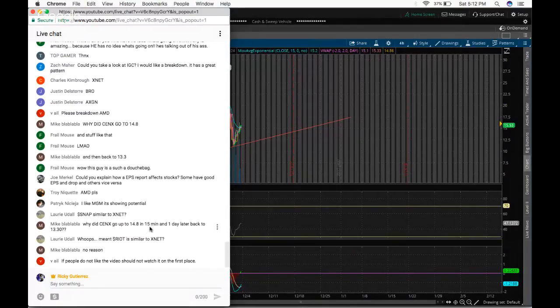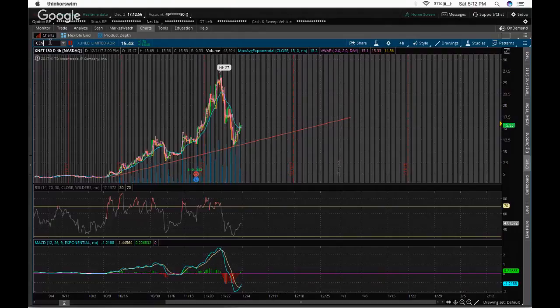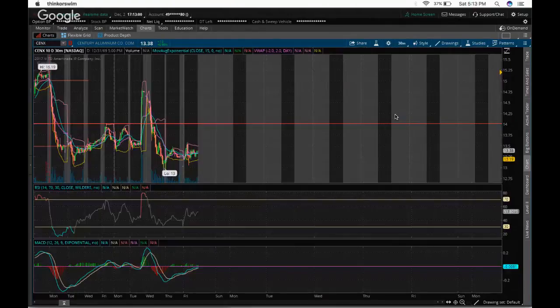Why did CENX go up to 14.80 in 15 minutes one day and back to 13.30? There was news. It's all about volume and demand, right? So he's talking about the push that it had. We were trading it this day when it was at 13.50 and then pushed all the way up to above 14.50. That was very unexpected, right?